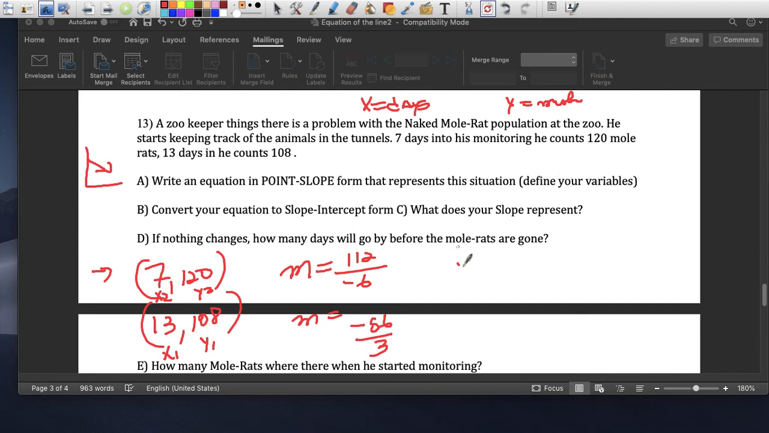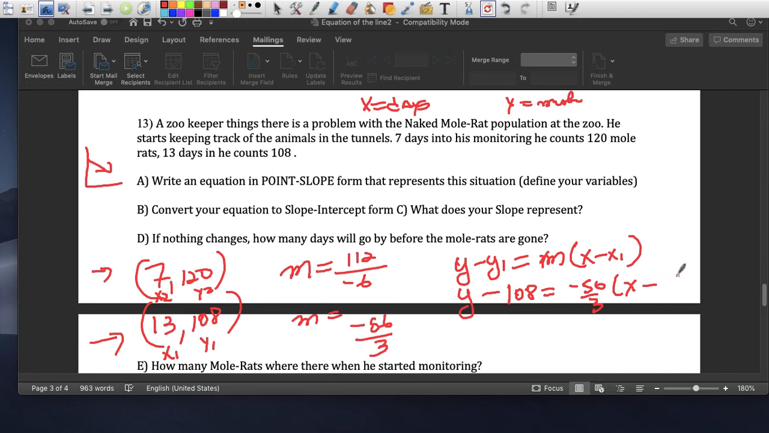We can use this equation here to find our equation of the line, which is x minus x1. Just don't like that my slope is 56 over 3. Well, could have made it nicer numbers, right? So it doesn't matter. Y minus, and let's pick this guy over here. Y minus 108 equals negative 56 over 3 times x minus, and what's x1? 13.